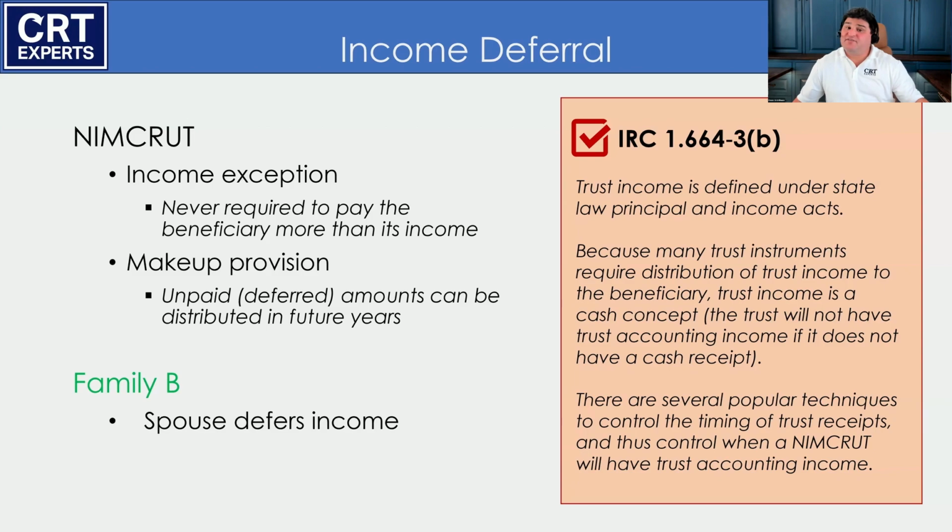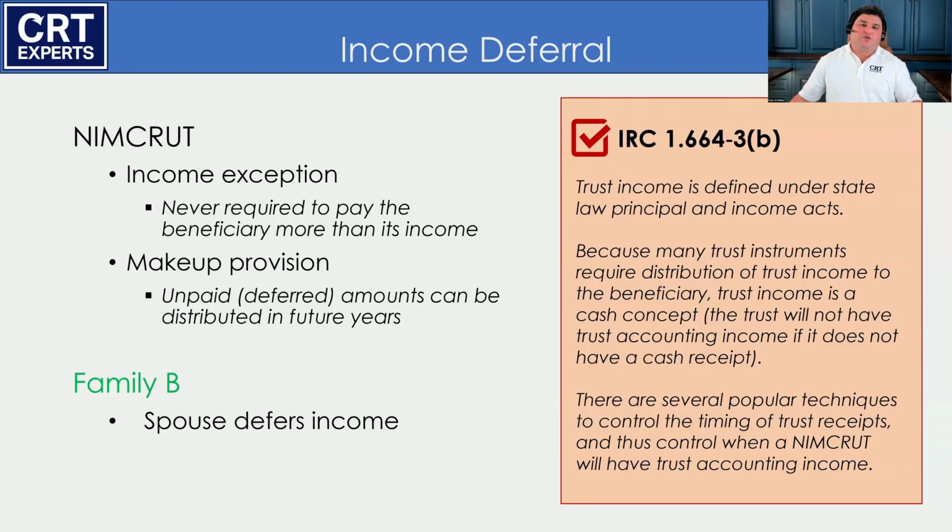So that income exception and makeup provision can be used to control the timing of distributions from the NIM CRT to the beneficiaries. Again, if you're interested, that webinar that I put up earlier will give you that deep dive, but this is just at a high level. This is all centered around trust accounting income. Trust income is a cash concept, and what that means is that the trust will not have income if it does not have a cash receipt. So there are several techniques to control the timing of trust receipts, and thus when a NIM CRT will have trust accounting income, but they all work generally the same way.